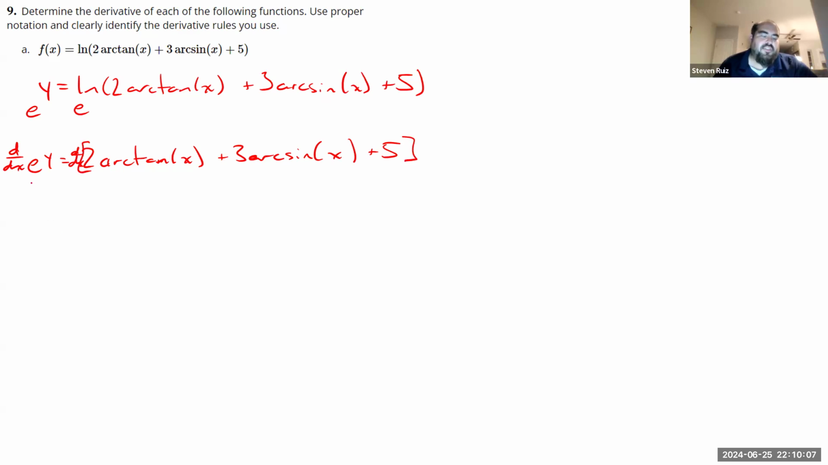So left-hand side, what's the derivative of e to the y with respect to y? First of all, that's simply e to the y. But then I have to multiply that by dy dx. So e to the y times dy dx. So now I'm going to take a derivative of each of the next terms one at a time. I have two derivatives here that both involve inverse trig functions. I believe you've done both of these in other exercises.